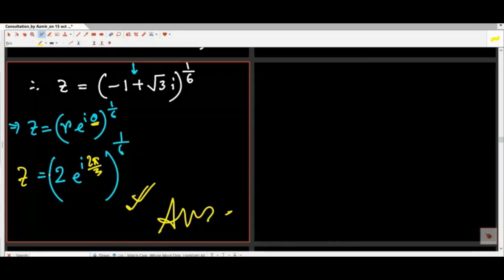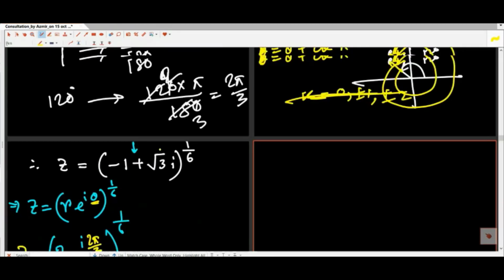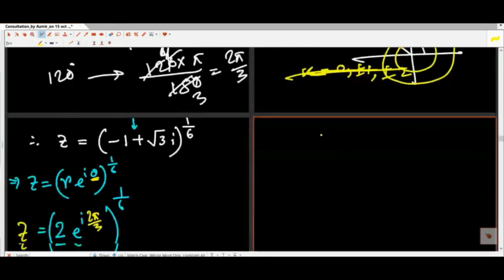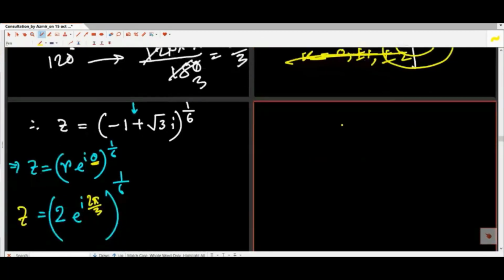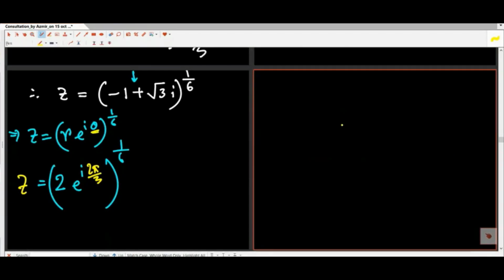If we leave our work up to here, then we are losing another 5 solutions. So we have just one solution up to now. To have all the solutions, we can use this formula, where we have the argument theta. Let us plug that with theta plus 2k pi.